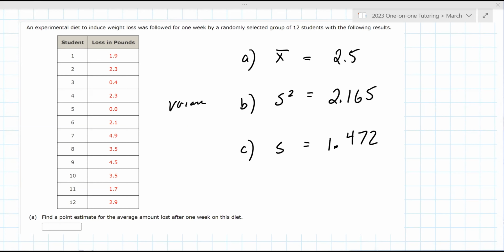It says B was incorrect. Let me see if I did it wrong. Maybe not. There's also the possibility that they wanted us to use the sigma, not the S, because I can't tell from this. So let me just double check this doing it another way.